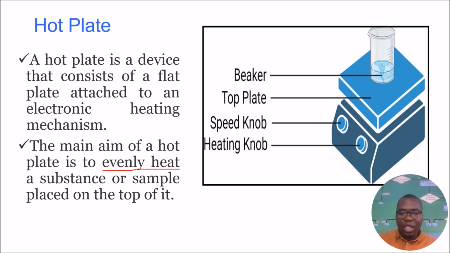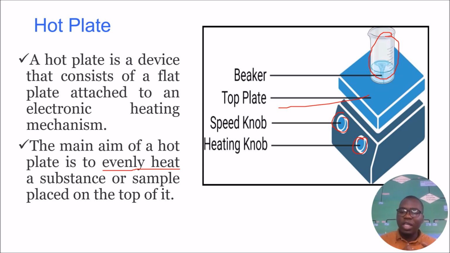It has got the heating knob, it has got the speed knob, then it has got the hot plate itself, and on top of the hot plate, that is where you can physically put whatever it is that you want to heat. Now, judging from this, you need to make a choice based on the experiment that you are doing. What source of heat should I use? That will depend on what materials you are using.